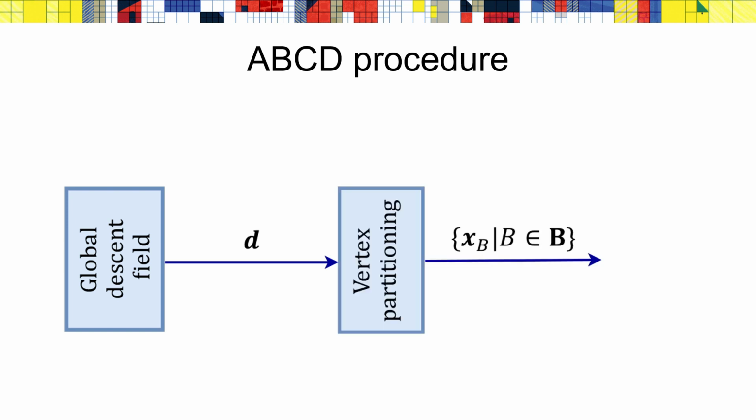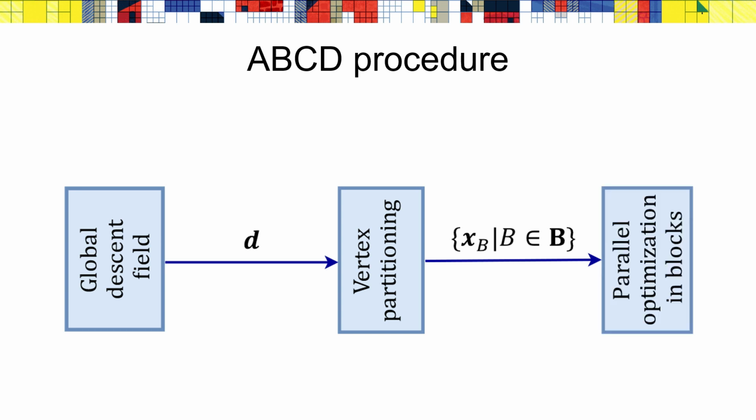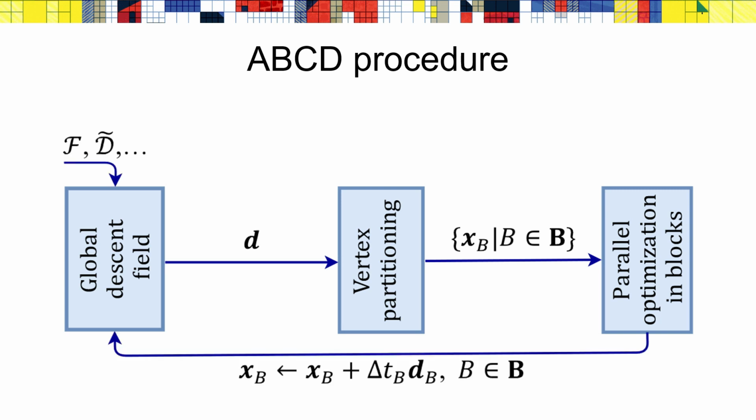Now we are in a position to present the full ABCD algorithm. First, we compute a global descent direction with respect to a given distortion measure. Then we use our adaptive partitioning for obtaining vertex coordinate blocks. Those blocks are optimized in parallel by using in each block a chosen solver and line search method. We start with the invalid element penalty and alternate between this measure and a modified rotation invariant measure d tilde, such as a conformal or isometric distortion.